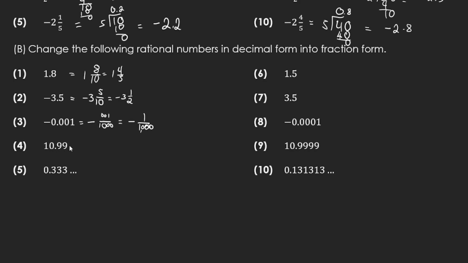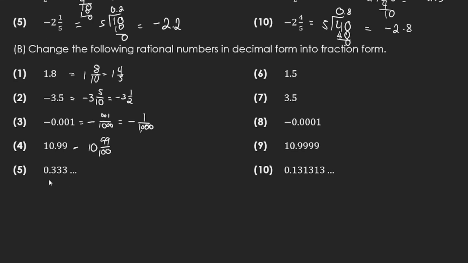Next, we have 10.99. Let's get the whole number, 10. Let's put the 99 over here. And how many decimal digits are there? There's 2. So we're just going to put 2 zeros here. And the lowest term is that.